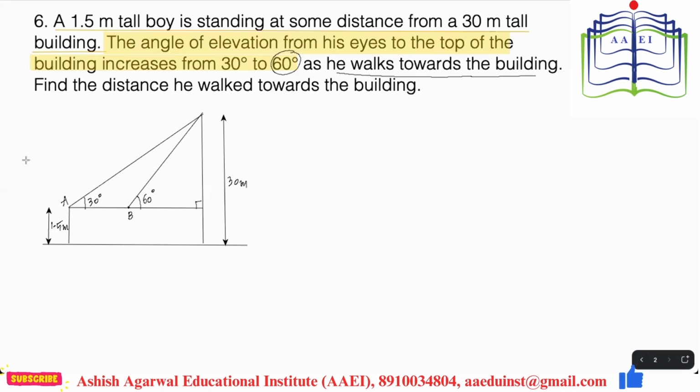We have to calculate, find the distance he walked towards the building, which in the figure is clearly descriptive. We need to find the value of AB. This is the distance the boy has traveled towards the building. If we complete the naming of the figure, this is AB we have marked, this is C, this is D, and let us say this is E and this is F.